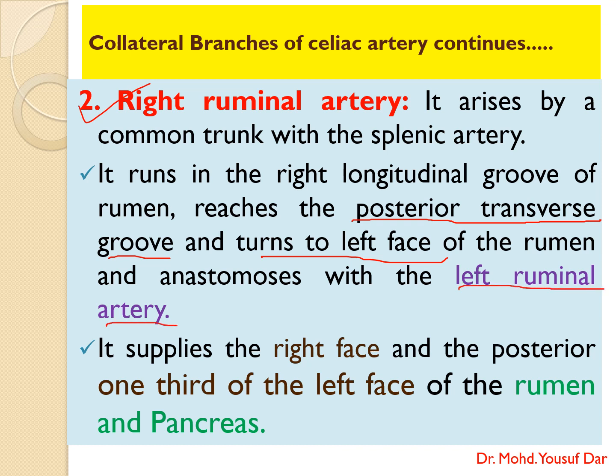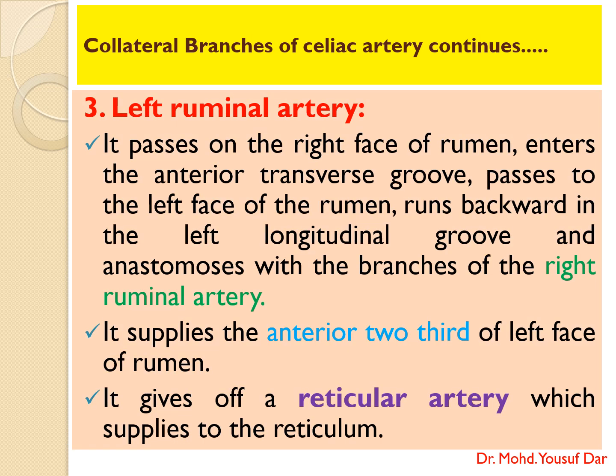So the right ruminal artery supplies the whole right side of the rumen and the posterior 1/3 of the left face of the rumen. Plus it gives branches to the pancreas. Now coming to the next collateral branch. The next, third branch is the left ruminal artery.